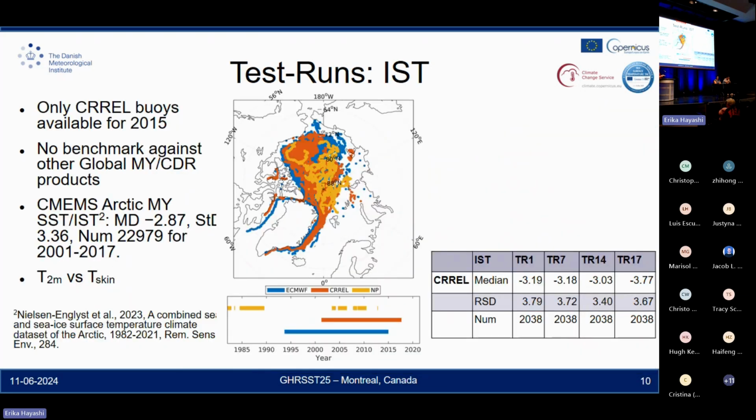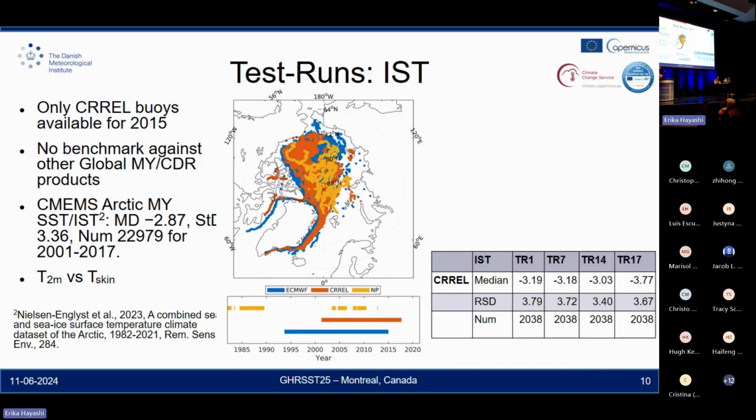For the IST component, we don't have a global level 4 product to benchmark with, because as I said, this is the first combined SST and IST. We have been looking at 2015 again for the validation. We only have certain buoys for 2015, and you see here a plot of the available buoys. Actually, this is for more years, but we are looking at only 2015. The only benchmark we can use is our own multi-year Arctic reanalysis product released for the Copernicus Marine Service. And there is a publication for that mentioned here.